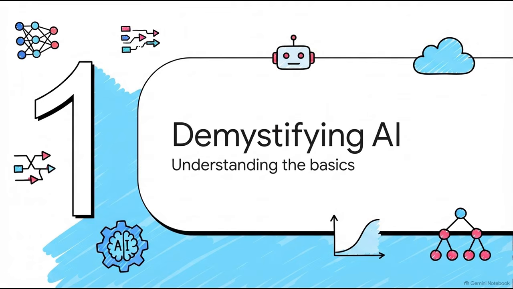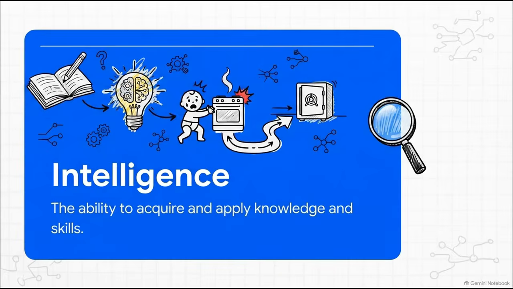Section 1. Demystifying artificial intelligence. Okay, before we even touch machines or computers, we have to define intelligence itself. Put simply, intelligence is just the ability to acquire knowledge and apply it to solve a problem. Think about a toddler. They touch a hot stove, they acquire the very painful knowledge that it hurts, and they apply that new skill by making sure they never touch that stove again.